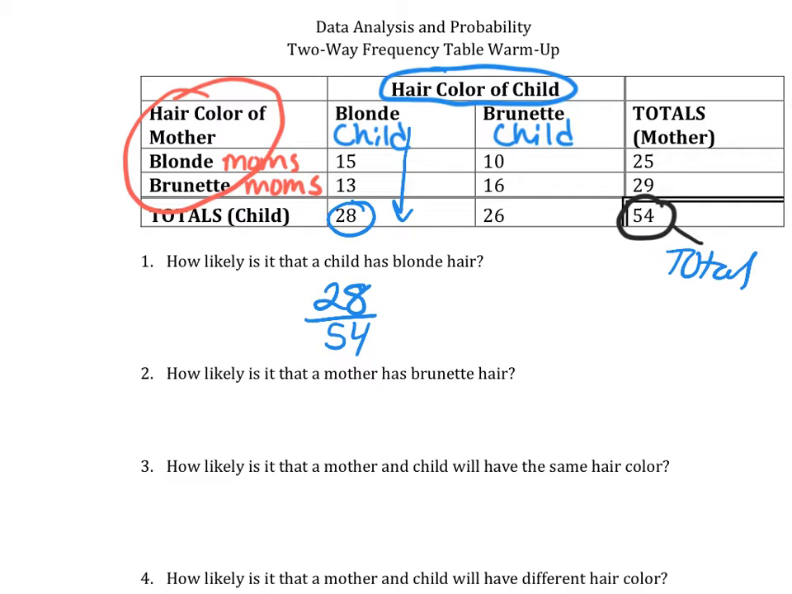Okay, the only time you're going to take a number from the middle is if you know something about both, the mom and the kid. If we're only talking about one, you're going to use one of the totals at the bottom or on the side. Okay, so number 2, how likely is it that the mother has brunette hair?